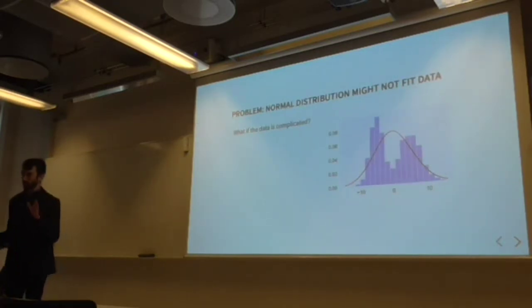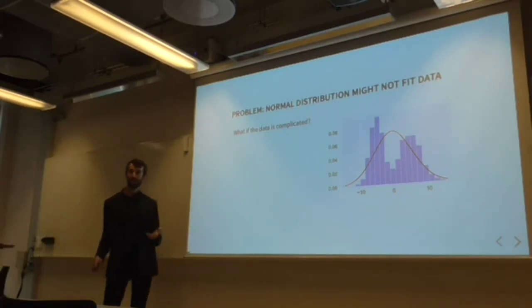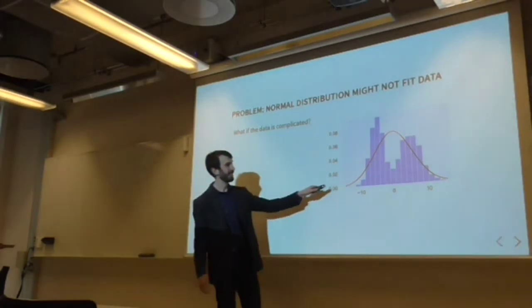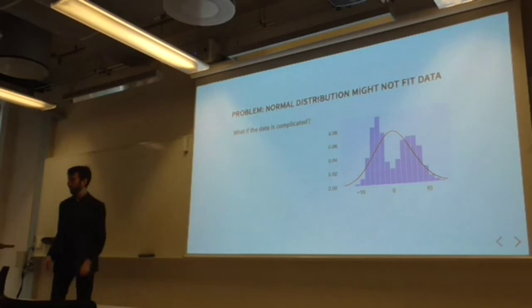Now, we've got a problem. Normal distributions might not fit continuous data. So what if we've got some complicated distribution that looks like this? These columns here, that's not going to be fit well by a normal distribution.